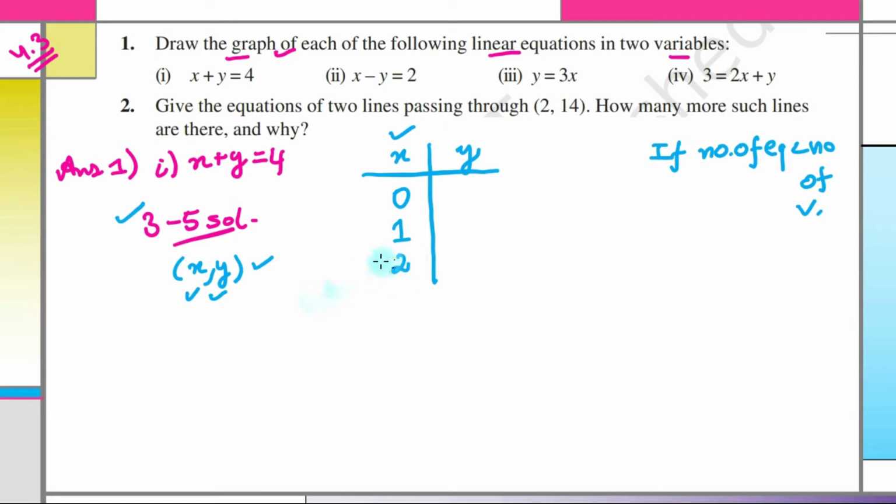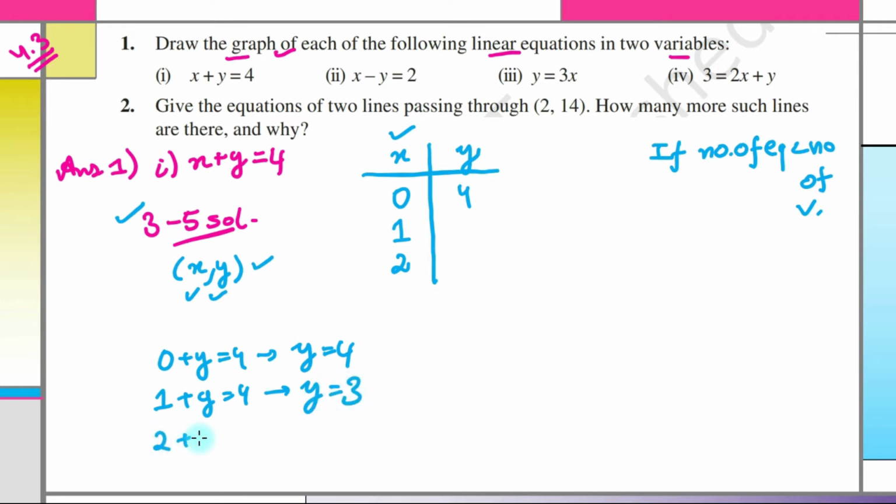Now it is the y variable. If we substitute 0 in this equation, 0 plus y equals 4 gives me y as 4. If I take x as 1, then 1 plus y equals 4, which gives y as 3. Similarly, 2 plus y equals 4 gives me y as 2. So we are figuring out the values of y.